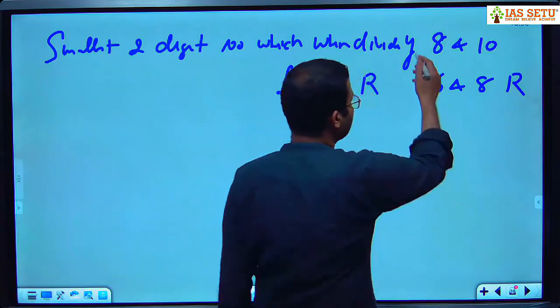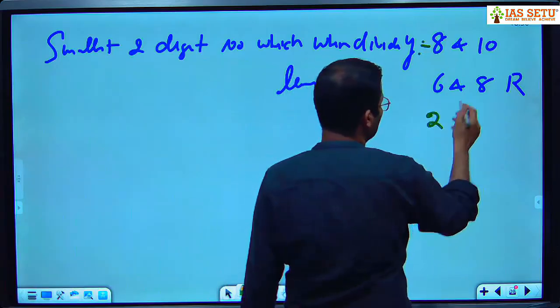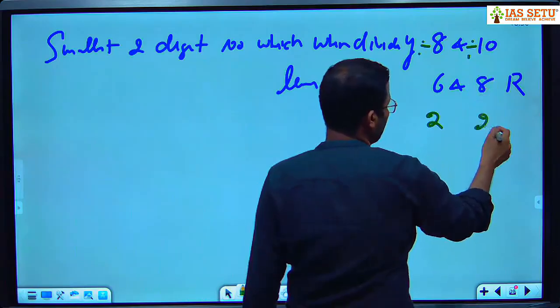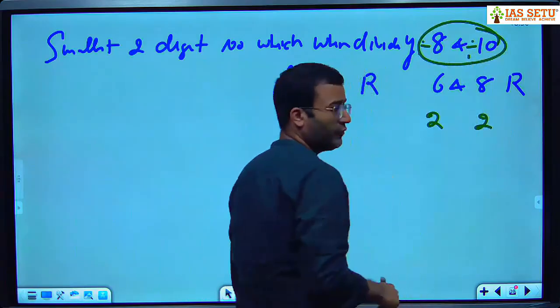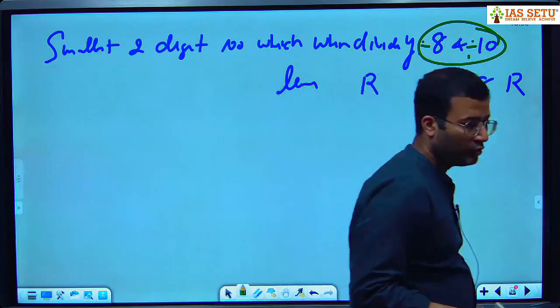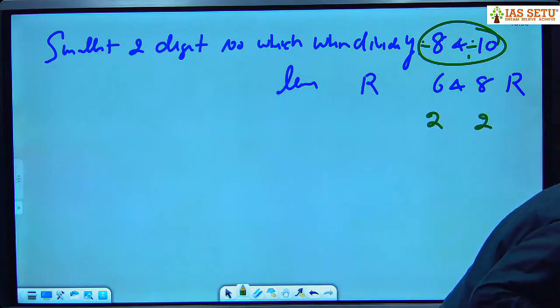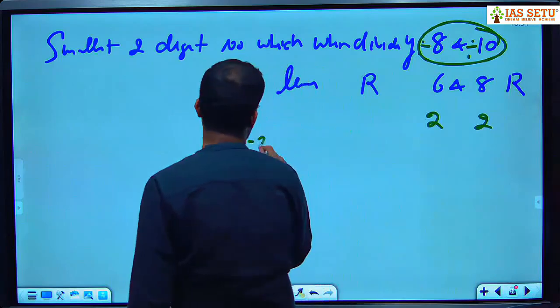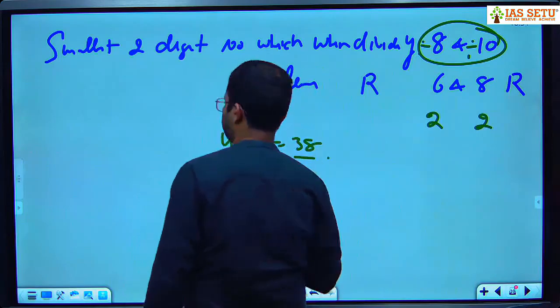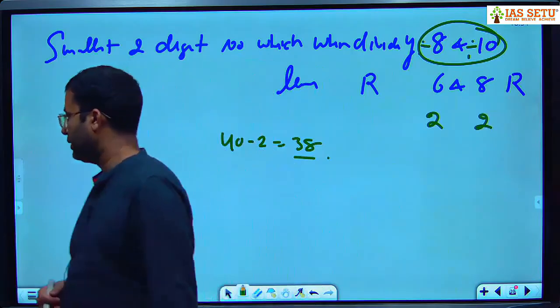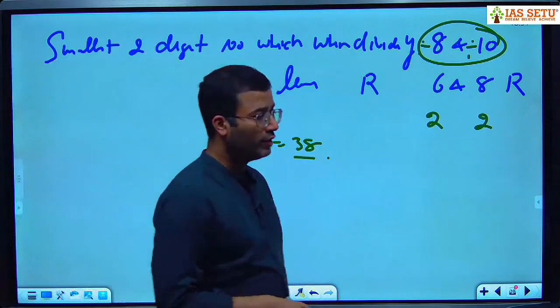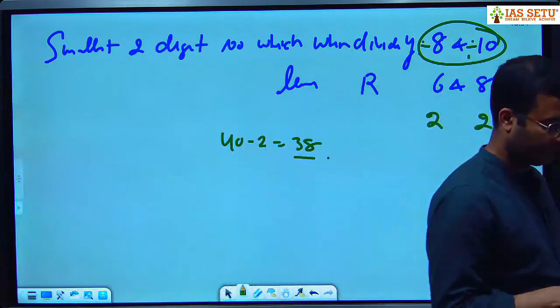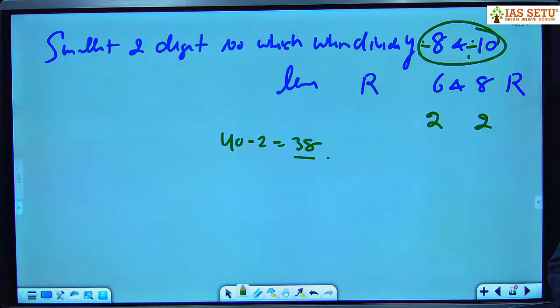So when you divide by 8, remainder 6, so negative remainder 2. When you divide by 10, remainder 8, negative remainder 2. What is LCM of 8 and 10? 40, not 80. 40 minus 2, 38 is your answer. Okay. Any doubt? All of you clear?